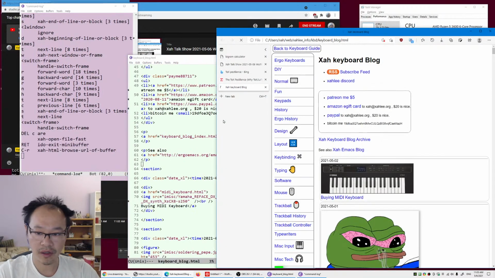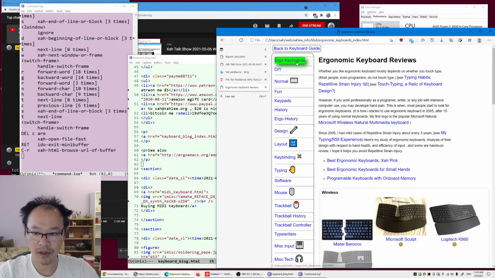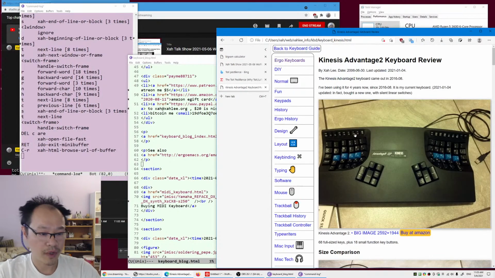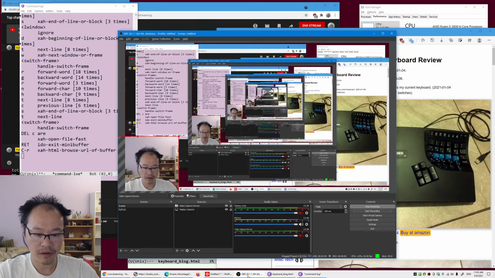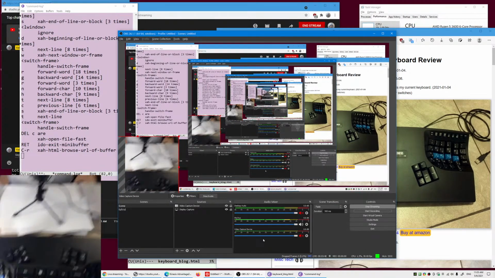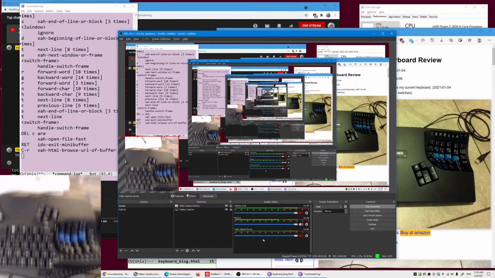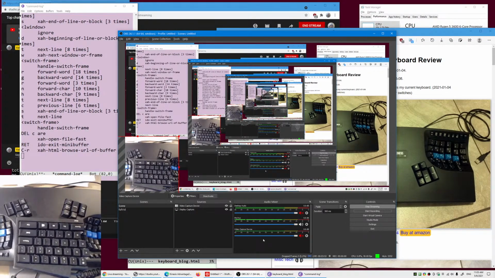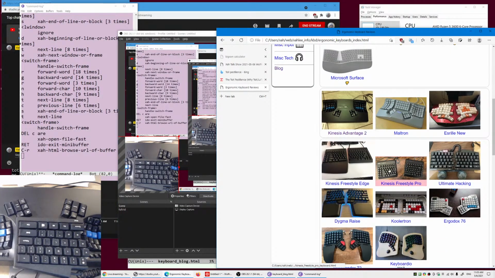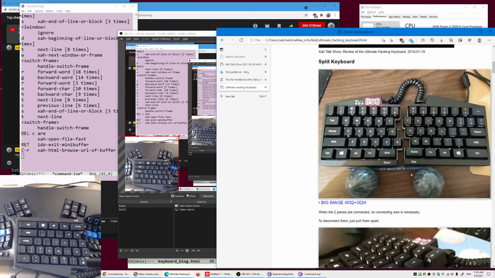So the Wolfram keyboard, let me show you my keyboard. So that is the one I'm using. Let me show you. Okay, so you can see my keyboard. This is the Kinesis Advantage 2, and that is the Ultimate Hacking Keyboard. So you can see the reviews I have, and video reviews of both of these keyboards.